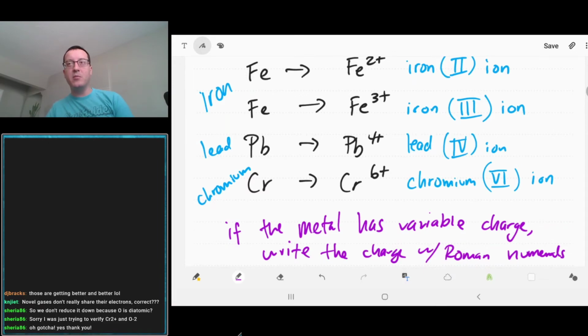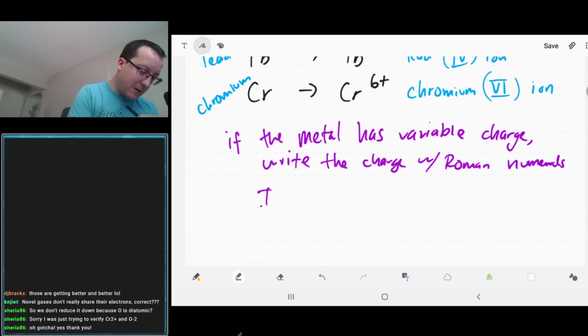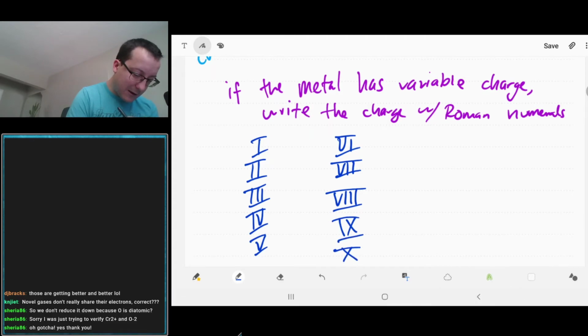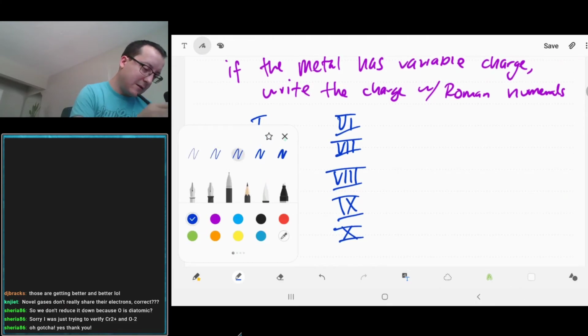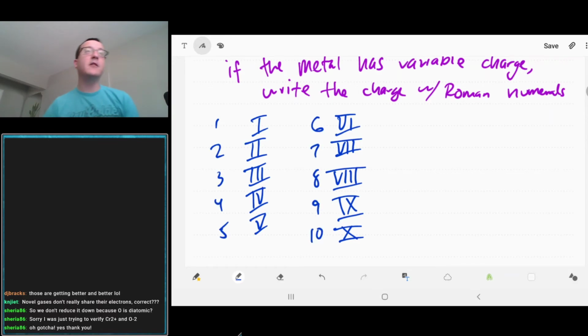Does everybody remember their Roman numerals, by the way? I'll do them real quick. I want dark blue. Yeah, let's do dark blue. 1, 2, 3, 4, 5, 6, 7, 8, 9, 10. So there's our Roman numeral reminder. That's what those look like, in case you've forgotten.